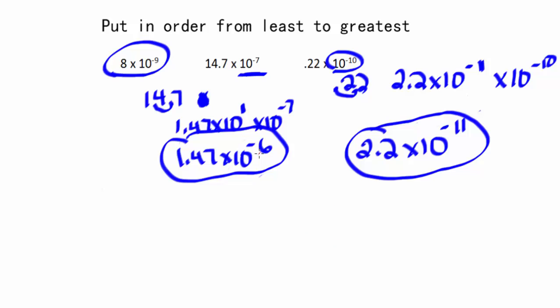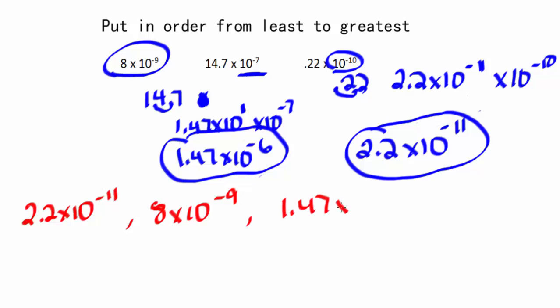Negative 6 is technically the biggest number, remember, because it's negative, so that's going to be your biggest. Negative 9, since none of these exponents are the same. So this would be 2.2 times 10 to the negative 11th would be the smallest because you're moving the decimal to the left. So remember, that's a lot of zeros. And then 8 times 10 to the negative 9th would be the next, and then 1.47 times 10 to the negative 6th would be the largest number. It's actually the furthest from 0, though it's still a really, really small number.